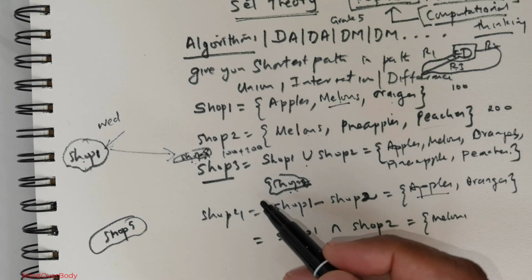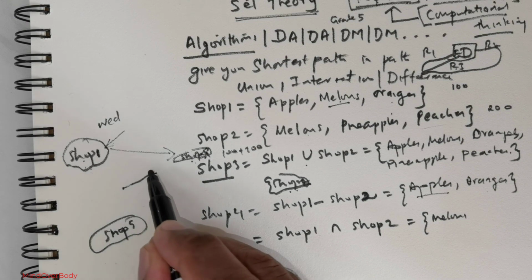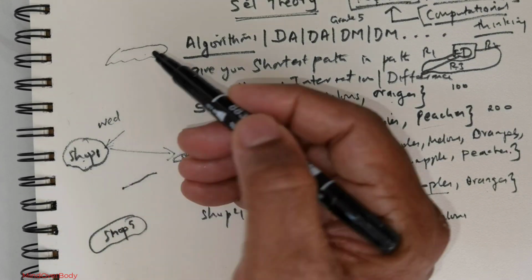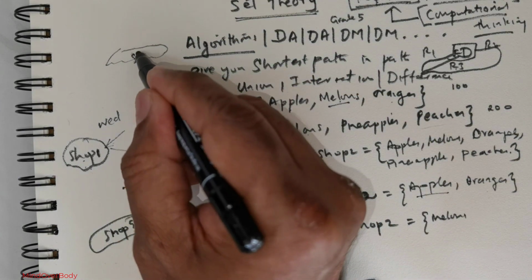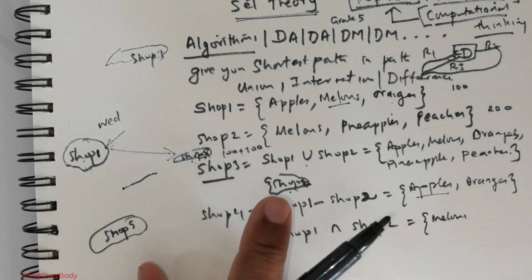I have not included shop 3 because shop 3 is, say, a bigger shop. Imagine a bigger shop, a little bit far off, right? Say a mega supermarket, and this will be shop 3. And shop 3 has got a union of shop 1 and shop 2.